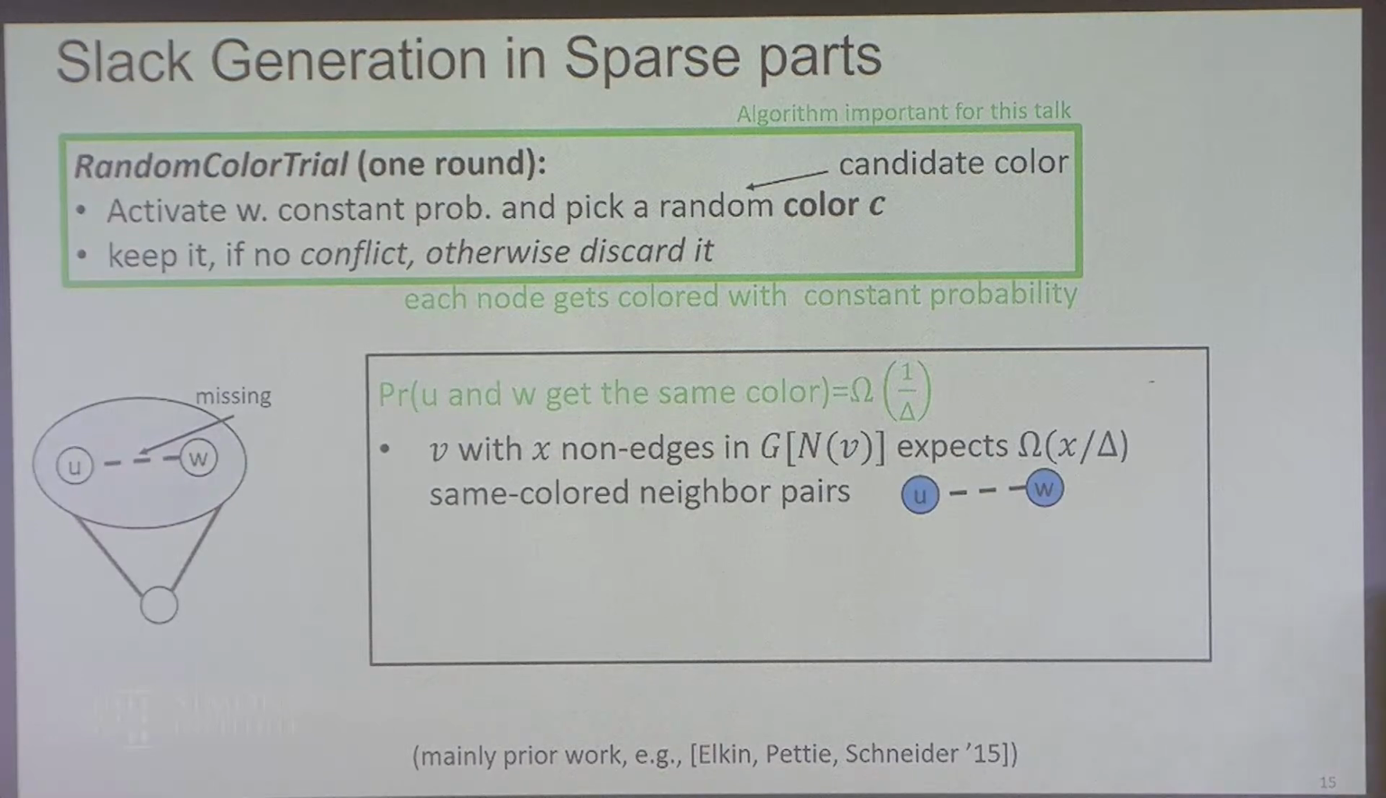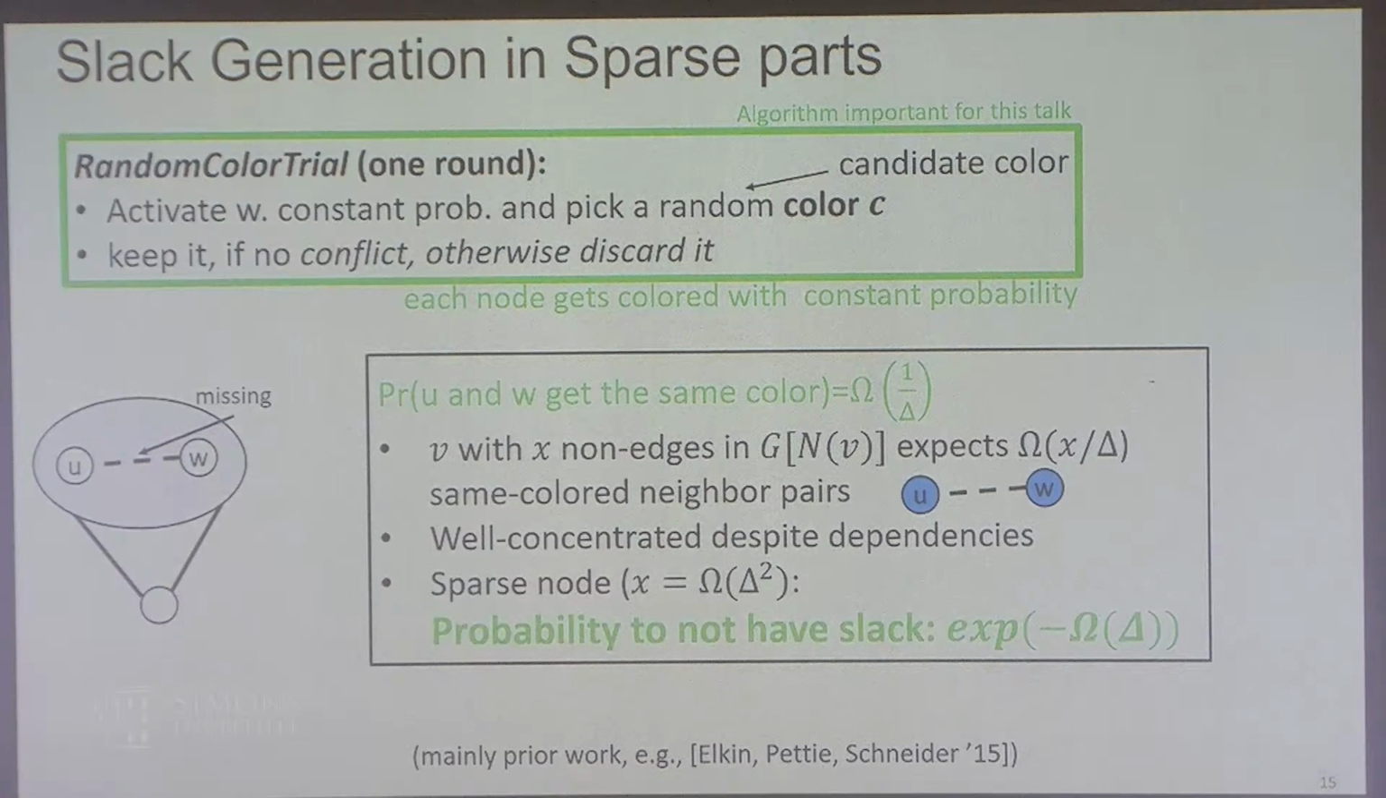What's more important for us here is if a node in its neighborhood has a missing edge, then the probability that both of these nodes get the same color is proportional to 1 over delta. Basically, intuitively, if you ignore all dependencies, with probability 1 over delta they pick the same candidate color, and they can also keep it with a constant probability. So if a node has many non-edges in its neighborhood, you also expect to get quite a bit of slack from that.